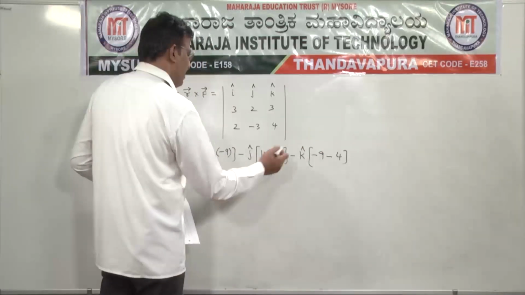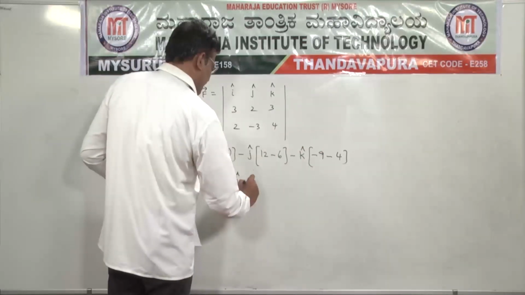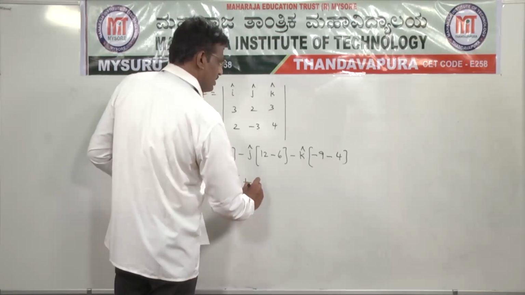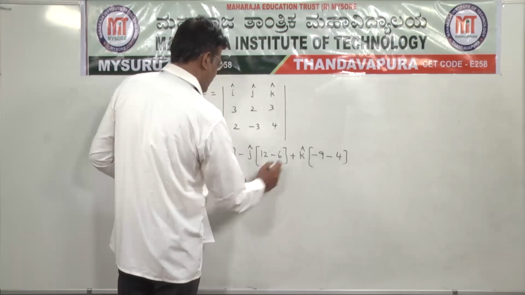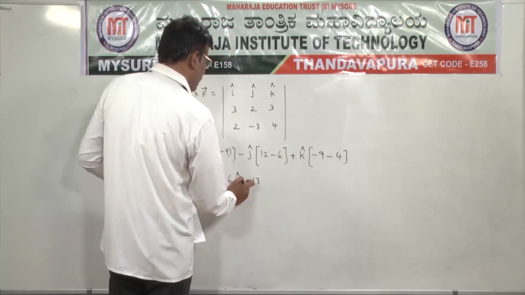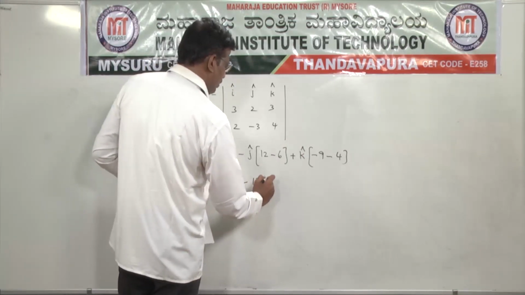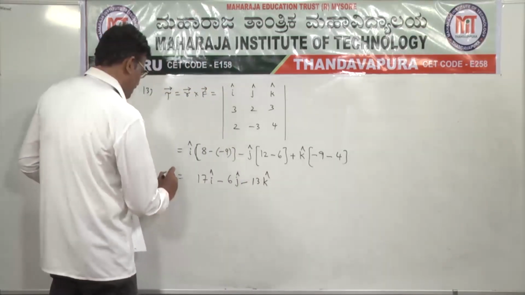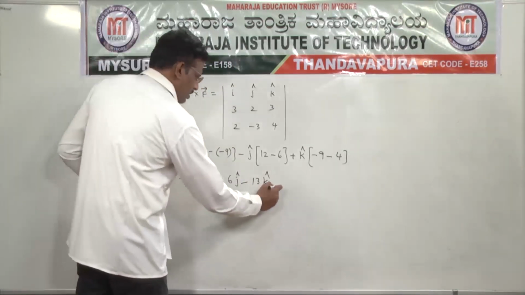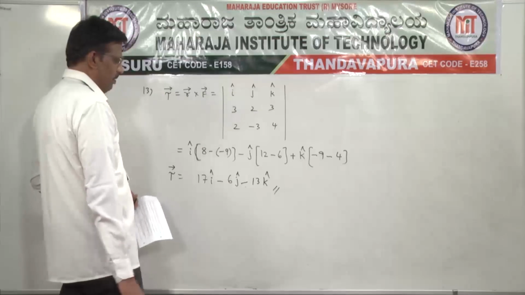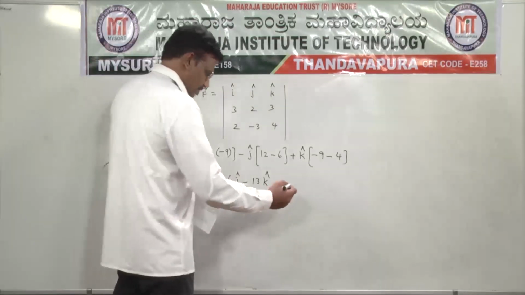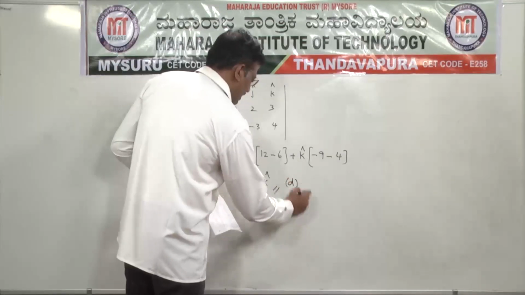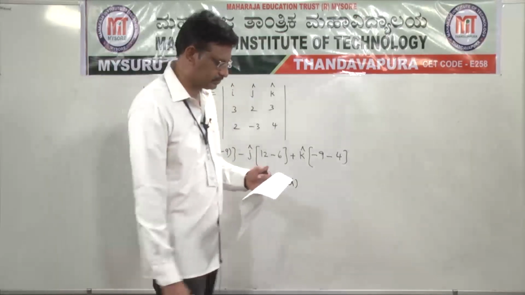plus k, minus 13 into plus k, that is minus k, minus into minus is plus. So finally we will get minus 13 into k cap. So this is the answer. Tau bar is equal to 17 i cap minus 6 j cap minus 13 k cap. As per our options, option D is the right option.